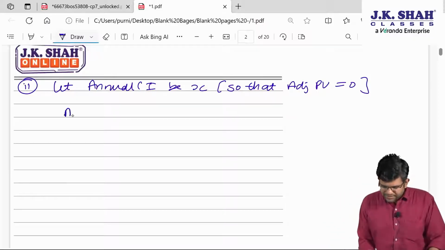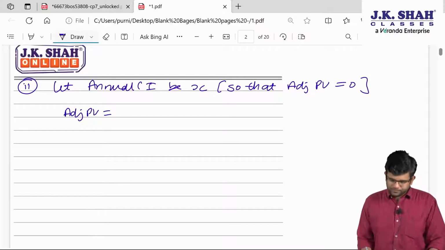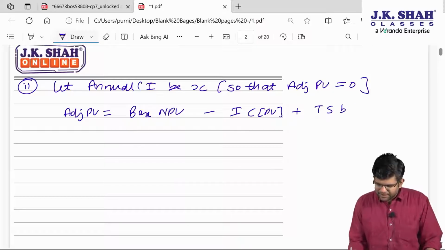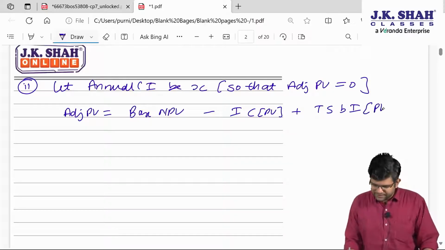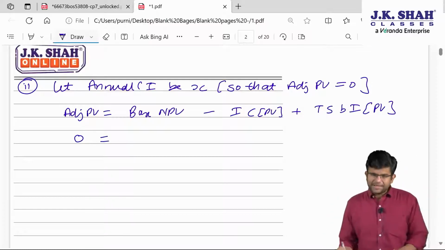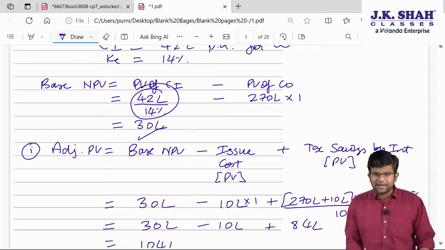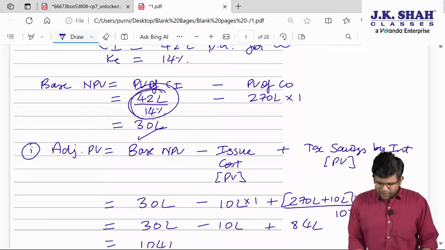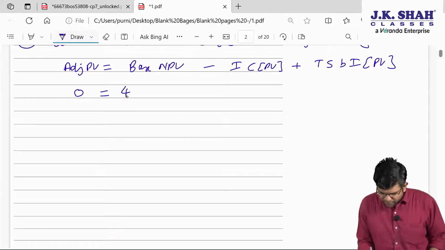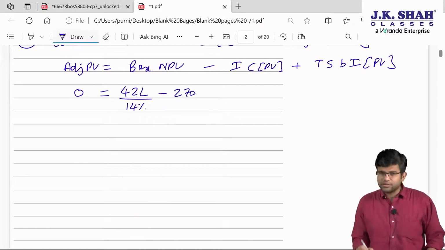So do you realize adjusted present value is equal to, what is the adjusted present value? Tell me. It is the base NPV minus the issue cost present value plus the tax saved by interest, correct? Tax saved by interest present value. Now you want this to be 0. Do you agree? Now as far as base NPV is concerned, it is 30 lakhs. How did we get 30 lakhs? 42 lakh divided by 14% minus 270, right? So we had done 42 lakh divided by 14% minus 270, correct? That was the base NPV.